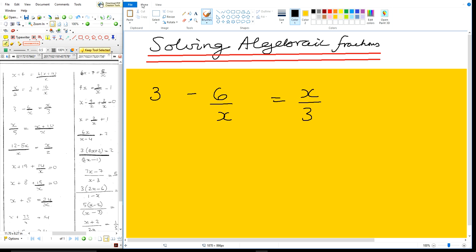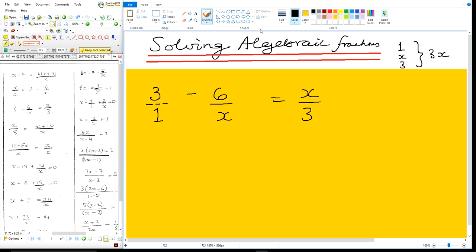Okay, now in order for us to work out this question, we need to work out what is the lowest common denominator. So 3 can be thought about as 3 over 1. So we have 1x and 3. And the LCM of 1x and 3 is equal to 3x.